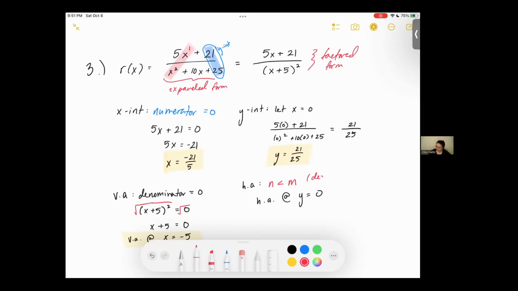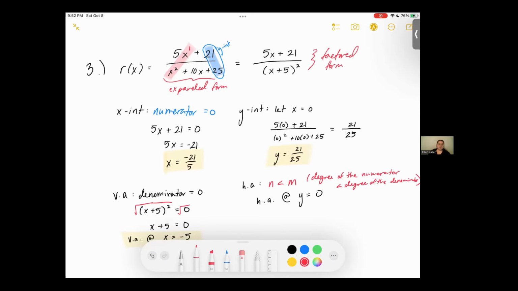So, degree of the numerator is less than the degree of the denominator. Just barely fit that in there. All right, so that's what that statement is, n less than m. That's what we're saying. Degree of the numerator was 1, degree of the denominator was 2. So there we go, those were our steps.